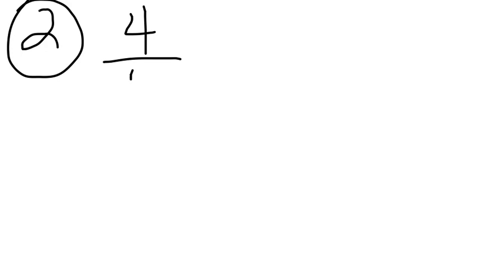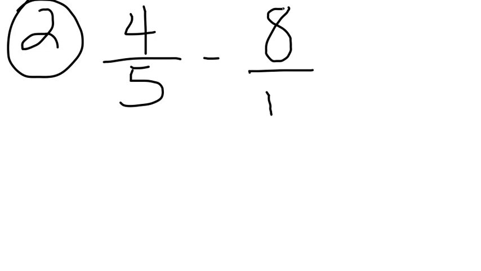Okay, number 2. This one says 4/5 minus 8/15. Now, if we use the strategy from problem 1, we would multiply 5 times 15 and get a large number, and 15 times 5 and get a large number, but we don't want to have that many pieces in our fraction. So we're just going to find the common multiple, and we know that 5 goes into 15, so we don't even have to change 8/15.